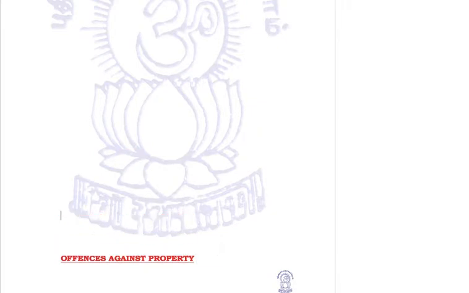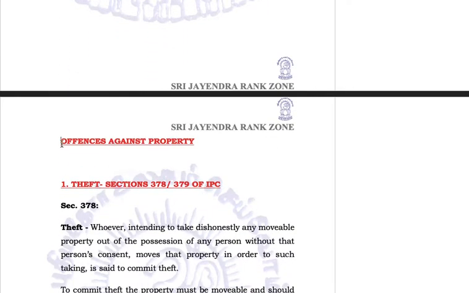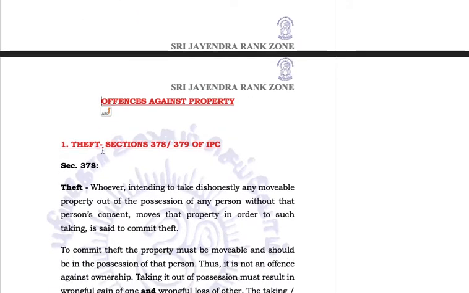Okay, now let's proceed to another category of offense: offenses against property. Now we are done with offenses against the human body, offenses having sexual undertones, offenses relating to obscenity, and offenses relating to marriage. Now we are going to discuss offenses against property. First is theft.